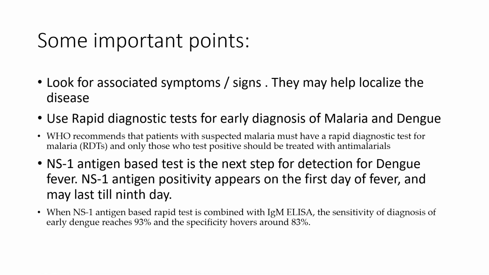It is best if you are able to use rapid diagnostic tests for the early diagnosis of malaria and dengue, and the WHO recommends that any patient with suspected malaria should have an RDT, and you should not wait for a peripheral blood smear, and that is very difficult to do also.